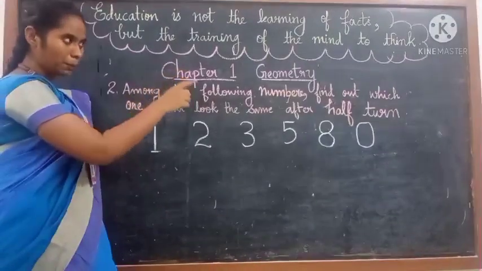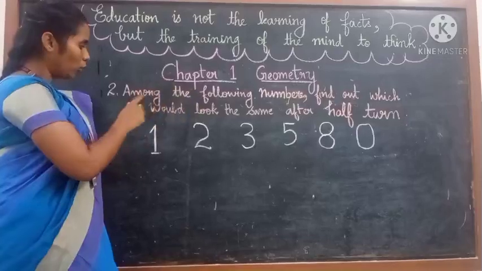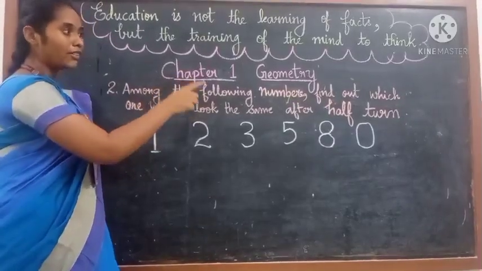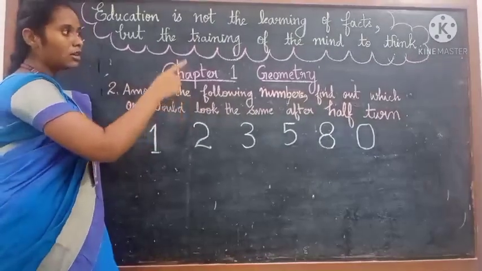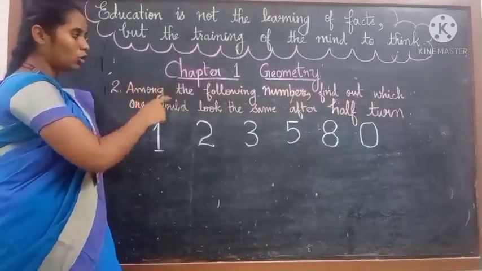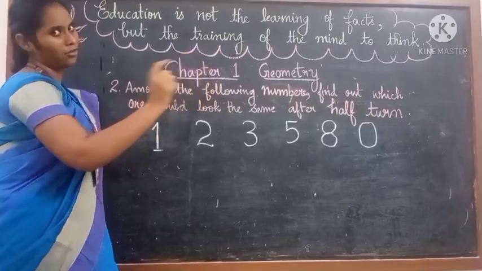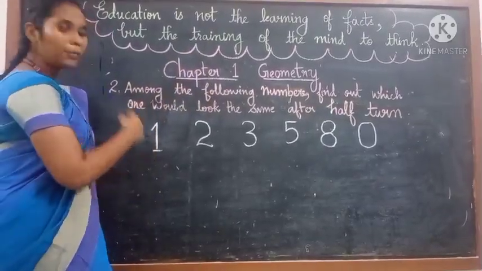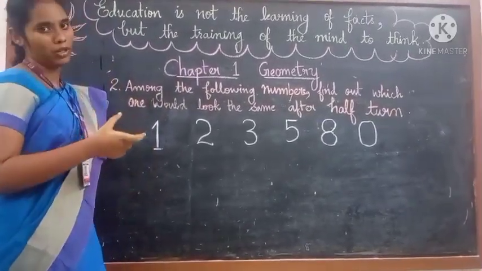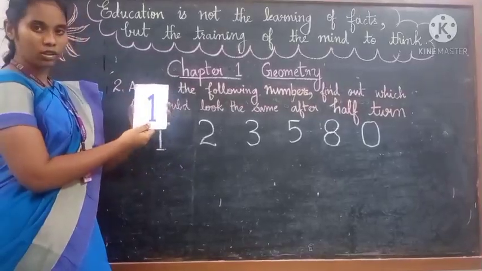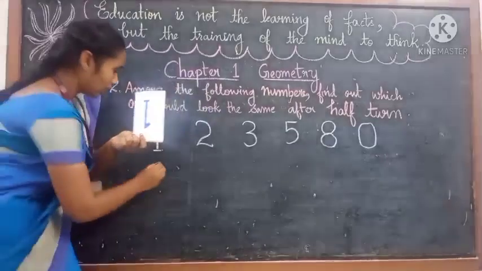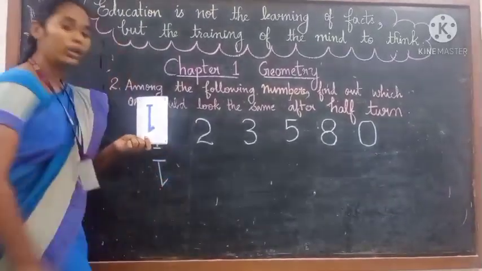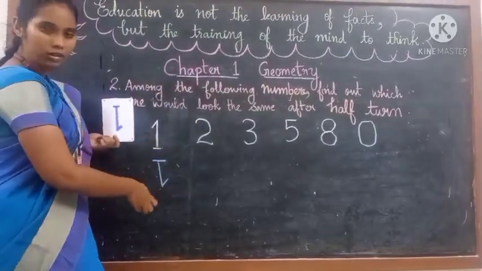Among the following numbers, find out which one would look the same after half turn. So, for the numbers, we are going to find the half turn image. First 1. So, quarter turn and then half turn. It looked like this. Whether both the images are same, children? No.